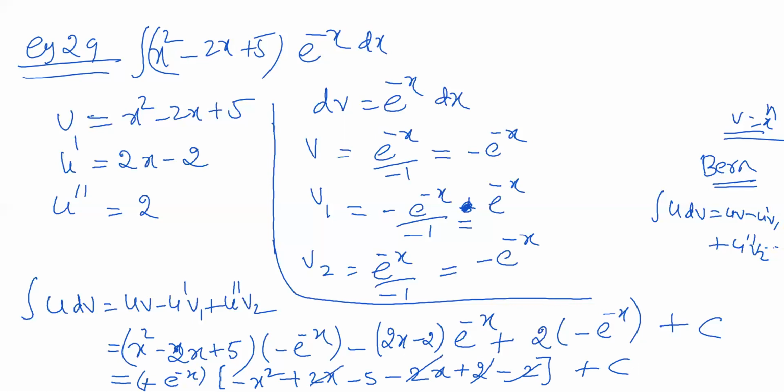So what is the answer? E power minus x into minus x squared minus 5. Correct? So the answer for this one is equal to e power minus x into minus x squared minus 5 plus c. Now if you want, you can take this minus outside or keep it as it is. Yes, ma. With this, we have finished all our example problems.